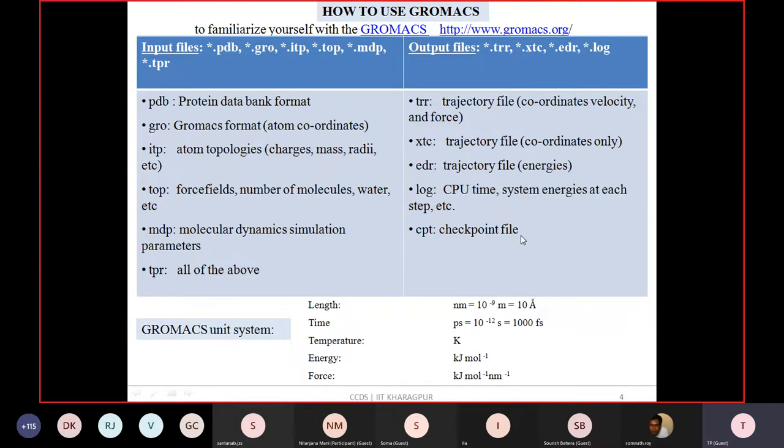Now, with this idea about the file extensions that GROMACS understands and the output files it gives, we should also understand the units GROMACS uses for its systems. The length scale is always in nanometers, the time in picoseconds, the temperature as usual in Kelvin, and the energies in kilojoules per mole. Whenever you use GROMACS, I suggest you go through their online tutorials and manuals, check the things they have well documented there, and always be careful about using the correct units for your simulation work.